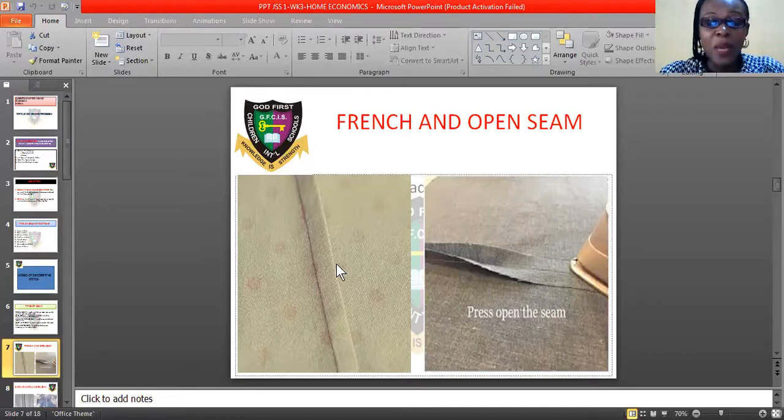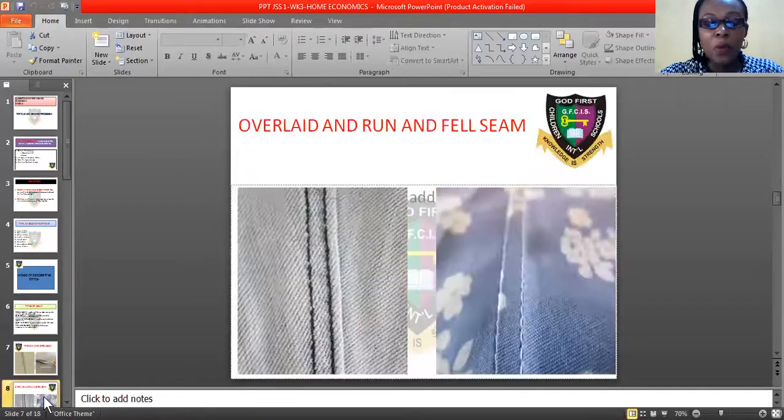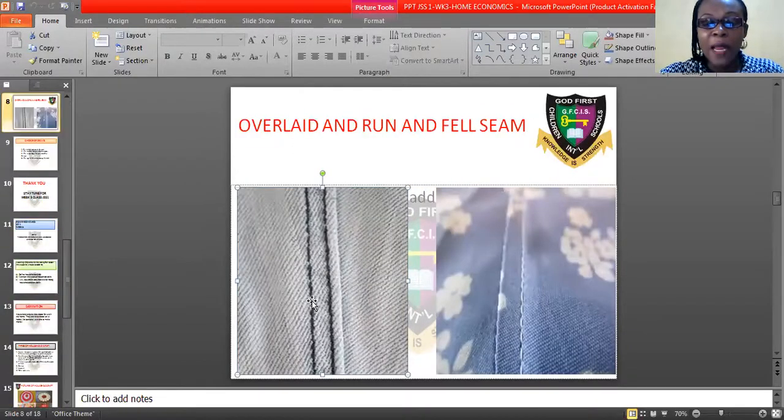This one can be a kind of design. You can press it down and sew and get this one. This one we call overlaid seam. Do you understand? You can get it, press it down. When you press down the French seam and sew it straight like this, you will get overlaid seam or run and fell seam. You can see run and fell seam here.